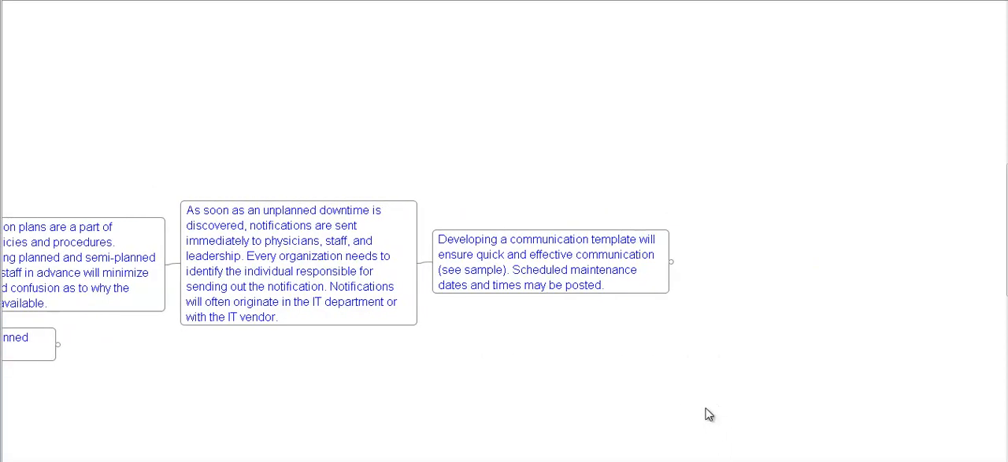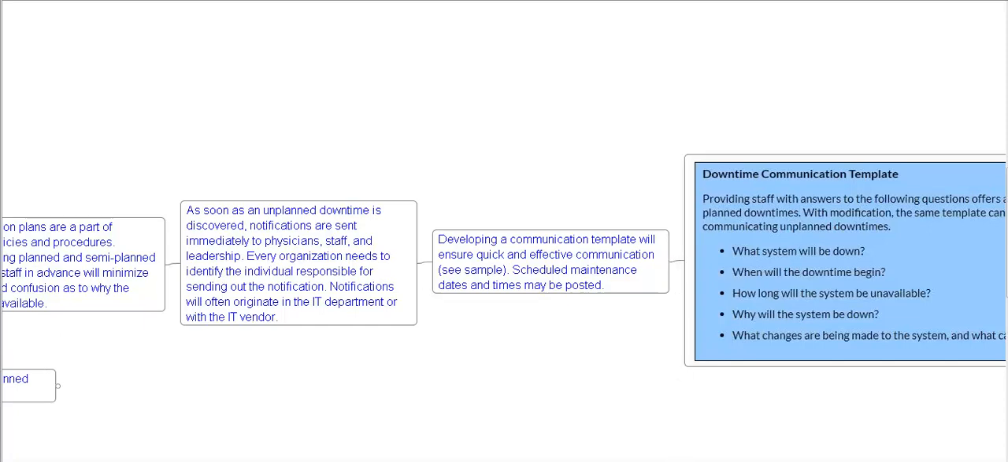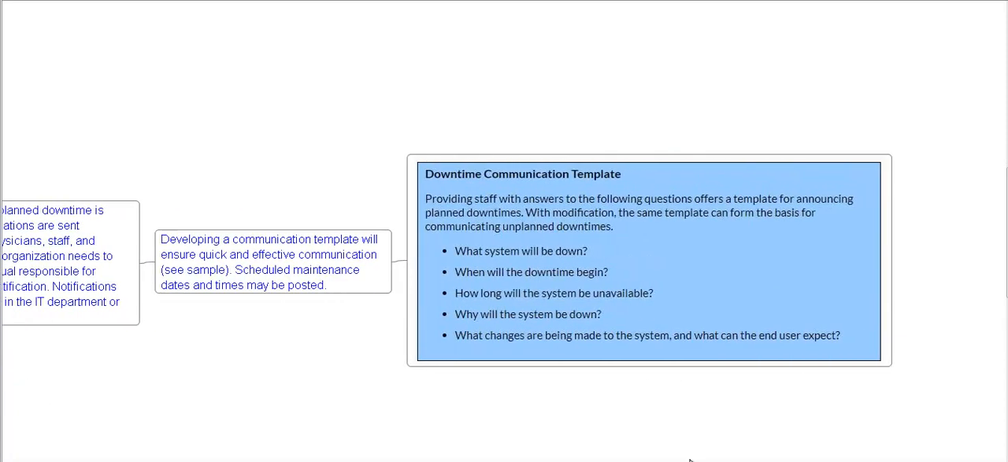Developing a communication template will ensure quick and effective communication. See the example: scheduled maintenance, dates and times may be posted. Downtime communication template. Providing staff with answers to the following questions offers a template for announcing planned downtime. With modification, the same template can form the basis for communicating unplanned downtimes.